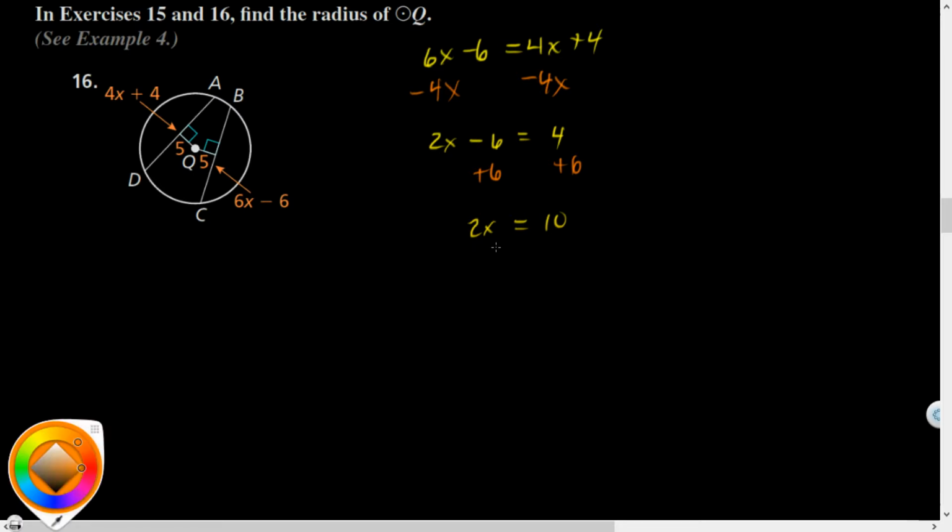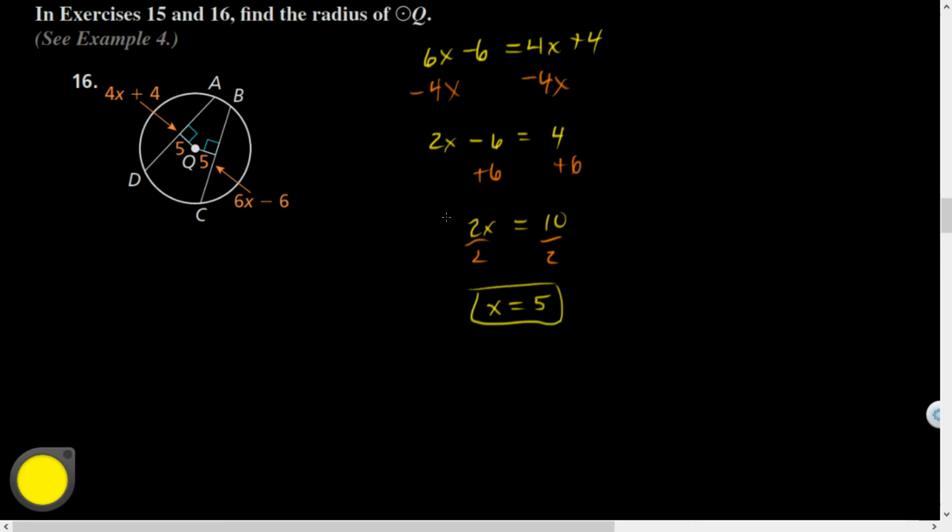2x equals 10. Divide both sides by 2, and we get x equals 5. Is that what they wanted? No! Oh, so great. Guys, this is the radius problem.